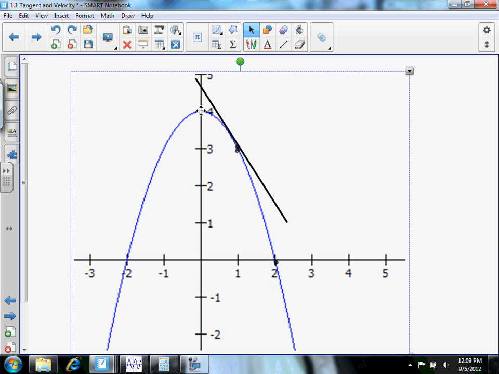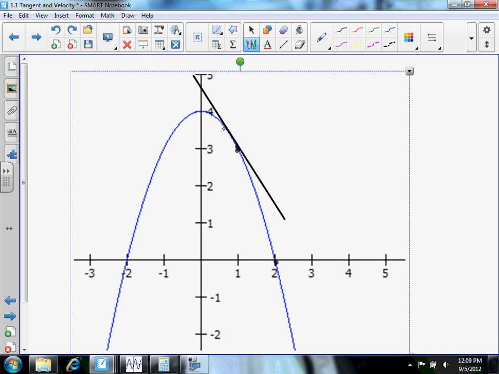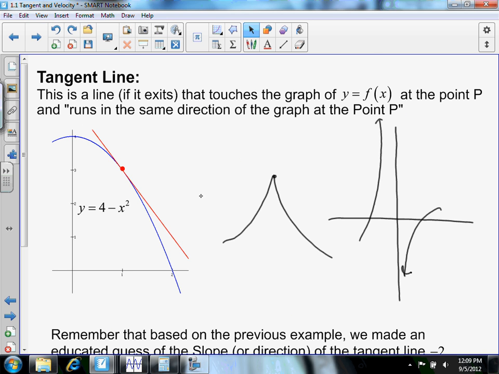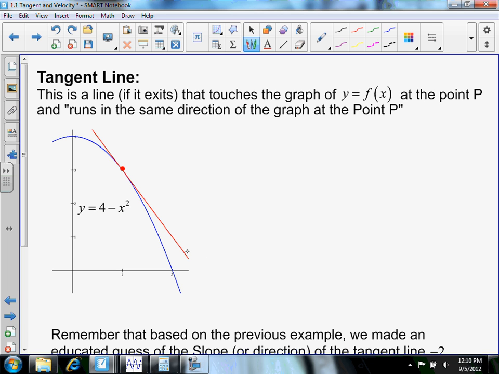That's going to be our guess. And like I said, we're taking this line and we're trying to get as close to a tangent line as we can. We're taking a secant line, this point to this point to this point, and we're trying to get as close to just touching that graph one time, which is what we call a tangent line. As we talked about at the very beginning of class, a tangent line, if it exists, is a line that touches the graph of f of x at a point P and runs in the same direction as the graph. Notice that this graph is curving down, so this tangent line is actually curving down as well.